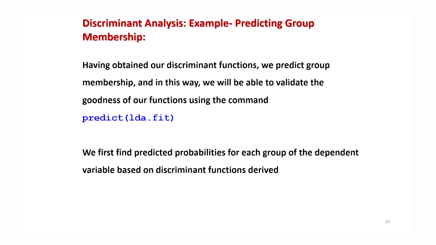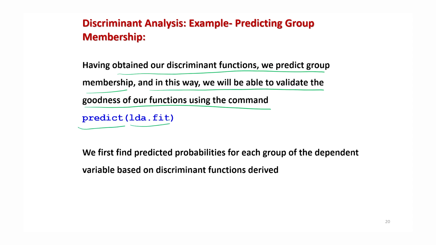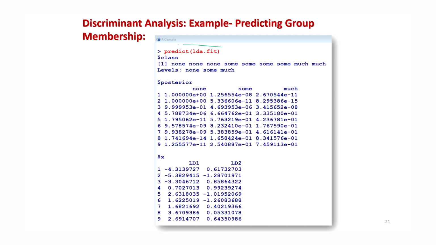So once we have obtained the discriminant function, we try to predict the group membership, and in this way we will be able to validate the goodness of our function using the command predict on this LDA.fit. LDA.fit is the outcome that you have obtained through the command LDA. Right. So we first find the predicted probabilities for each group of the dependent variable based on the discriminant function derived, and then we compare them. Now if you use this command predict over this LDA.fit in the R software, you get an outcome like this.